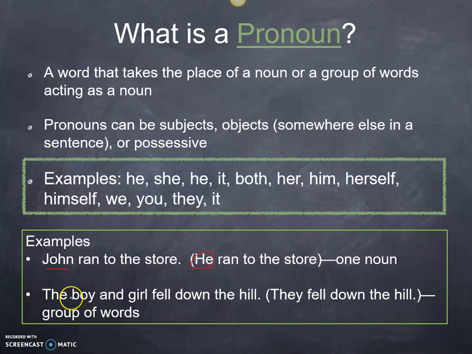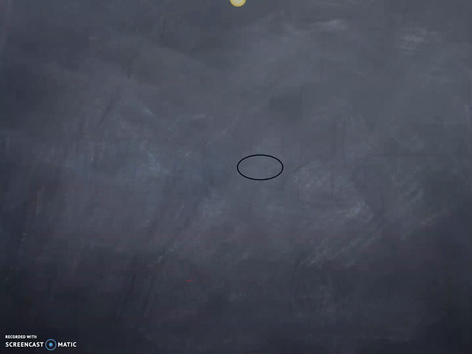So let's look at example 2. The boy and the girl fell down the hill. They fell down the hill. So in this sentence, we are using the pronoun they to refer to the girl and the boy. Okay, more than one, a group of words. So pronouns take the place of a noun or group of words acting as a noun.